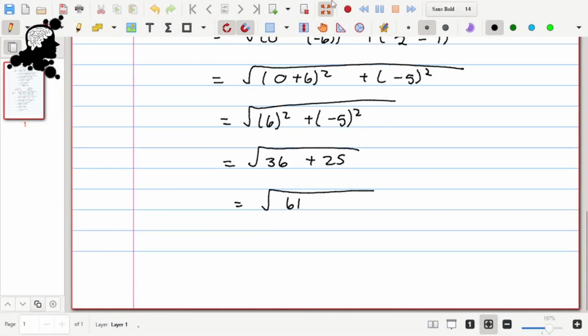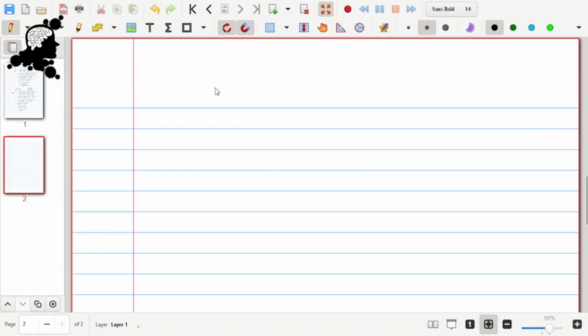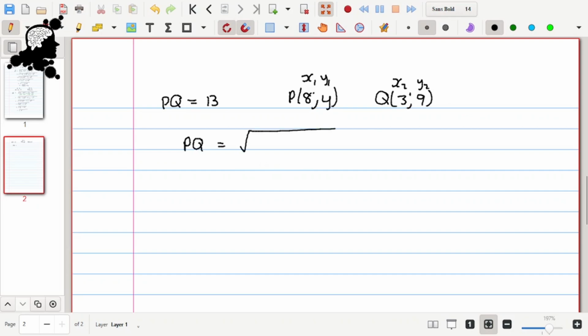So the first thing I would do is probably take out a new sheet of paper and let's write down what we know. So we know the length of PQ is 13. Then the coordinates of P are 8 and y. Then the coordinates of Q would be 3 and 9. Right. Now let's start off by writing our formula. PQ, I'm supposed to call this x1 and y1. It's always important to label your coordinates first before you attempt to answer the question.